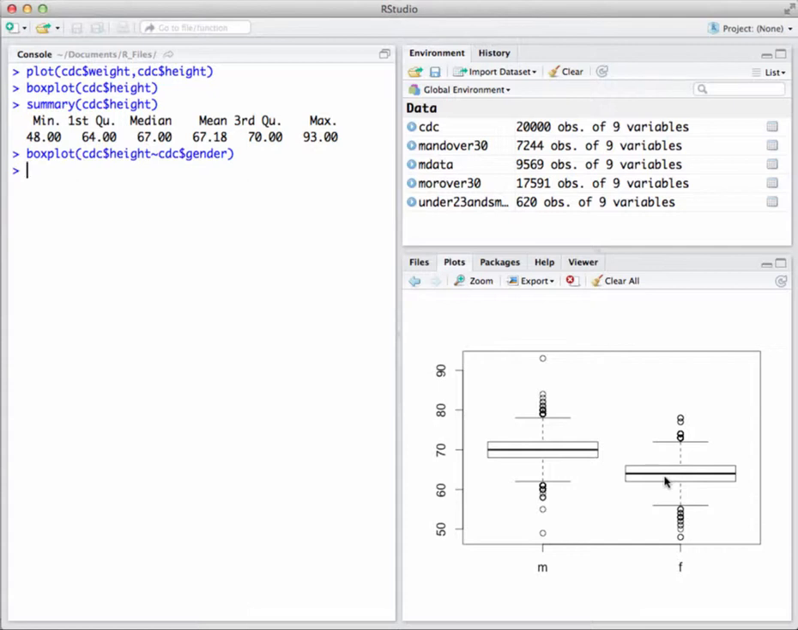Okay, so another thing that we can do in RStudio is we can actually build new variables from old variables.